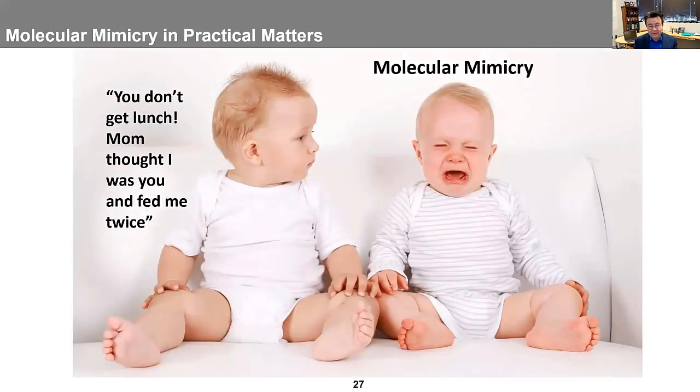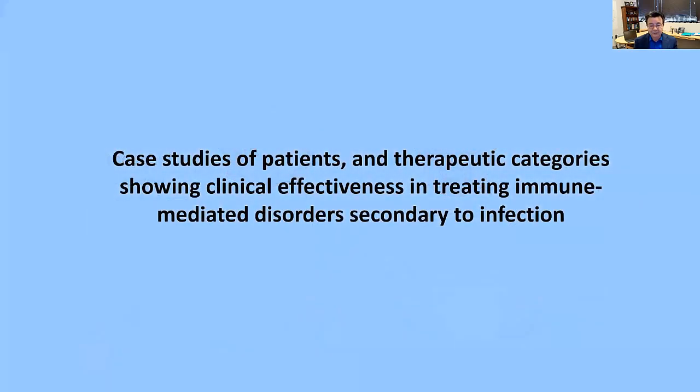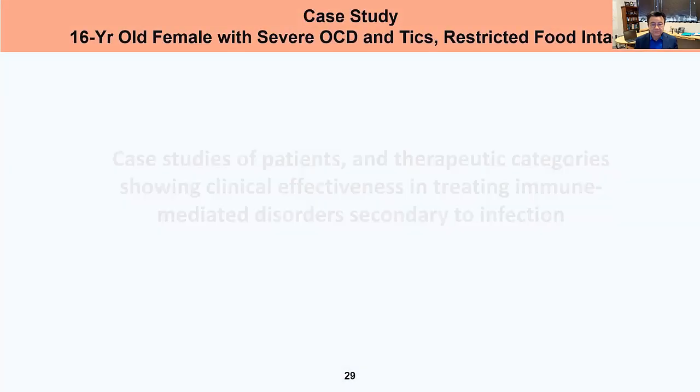So we're going to end with molecular mimicry here. It's basically just the inability to distinguish what is self and what is non-self due to, and we won't go through it, the genetics involved in MHC complexes and HLA complexes that actually help us distinguish between self and non-self. So let's talk about case studies for patients and the therapeutic categories that have shown clinical effectiveness when you do see patients with these immune-mediated disorders.